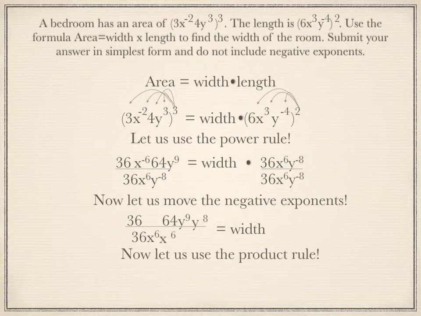Now we've got rid of all our negative exponents, so let's go ahead and use the product rule. So the product rule says that when we're multiplying bases to a power, like y, for instance, to the ninth and y to the eighth, we're multiplying there, so we need to add our exponents.